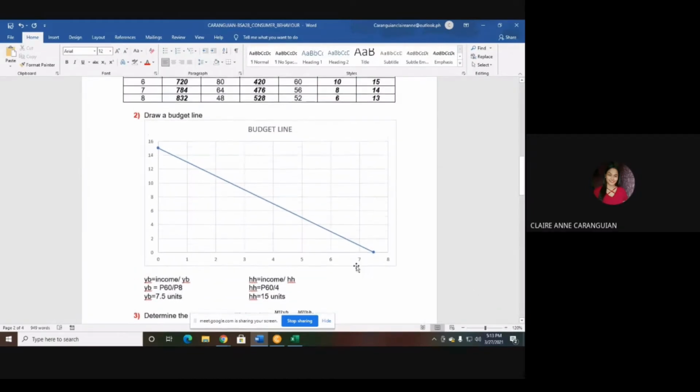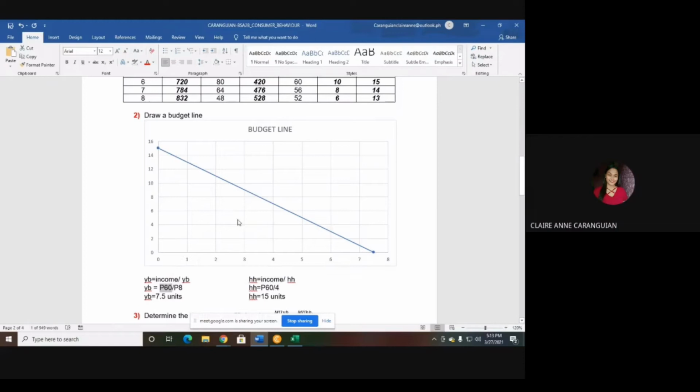So, ano bang purpose ng graph na to? Dito yung 15 and dito yung 7.5, which is the halo-halo and the Yum Burger. Etong line na to, yan yung nagse-separate sa afford ng consumer and yung hindi afford ng consumer. So, kapag lumagpas sa 7.5 units yung binili ni consumer, hindi na siya pasok sa budget.